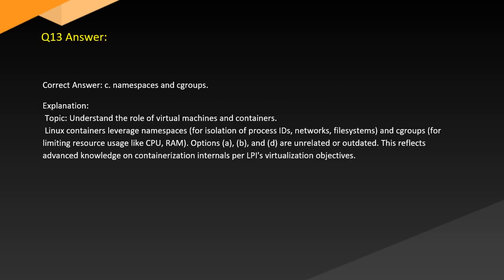Answer. Correct answer. C. Namespaces and cgroups. Explanation. Topic: understand the role of virtual machines and containers. Linux containers leverage namespaces for isolation of process IDs, networks, and file systems, and cgroups for limiting resource usage like CPU and RAM. Options A, B, and D are unrelated or outdated. This reflects advanced knowledge on containerization internals per LPI's virtualization objectives.